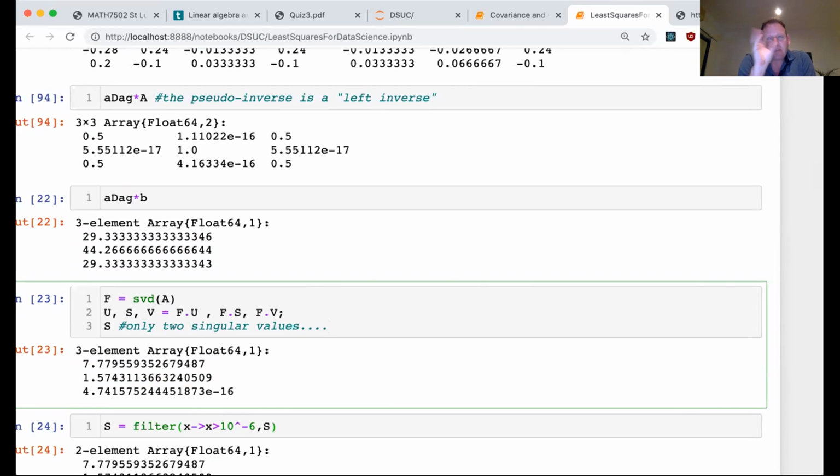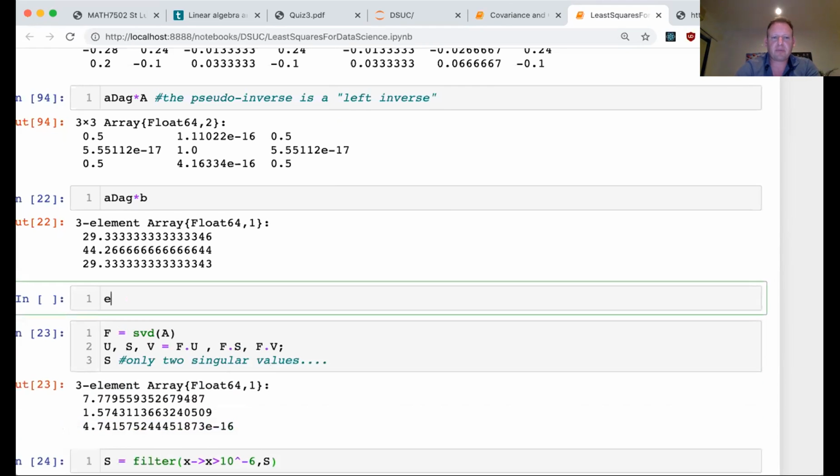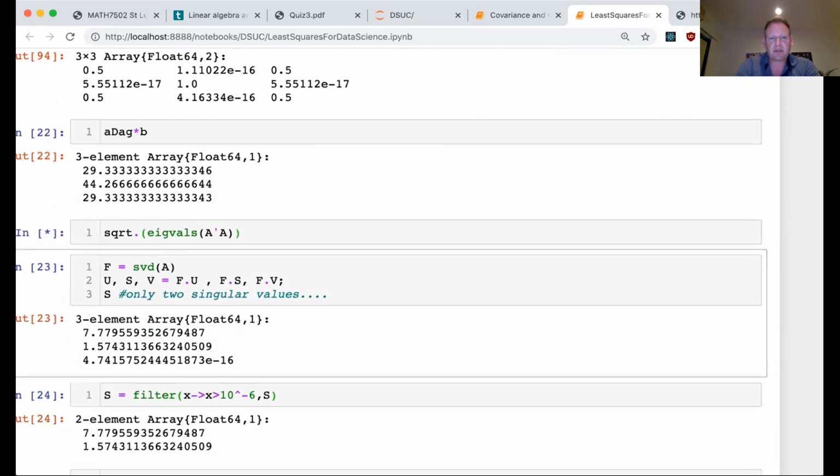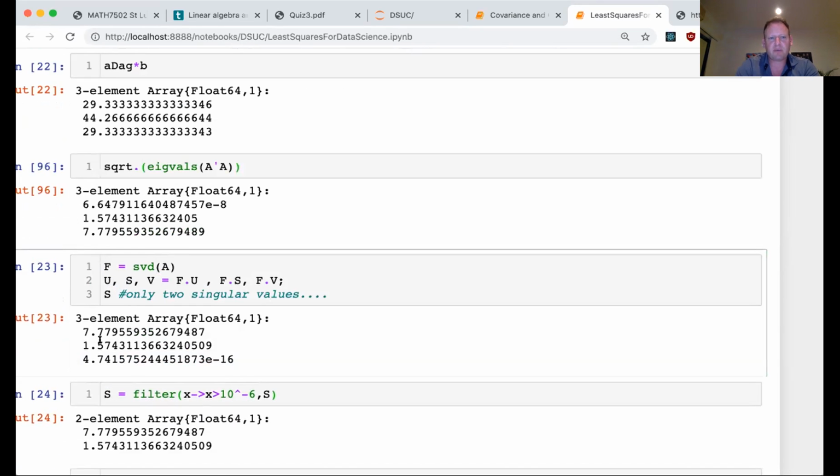Now, here is a bit of an issue. Julia gives us S with 3 singular values, and the third one is this 0. Programmatically it treats it as a singular value, but mathematically it's not. If we do, for example, the eigenvalues of the Gram matrix A transpose A, only 2 of them are going to be non-zero, this one and this one. If we take the square root of that, we get the singular values, 7.77 and 1.57. This third one is 0. So that's just something to keep in mind. There are only 2 singular values for this matrix.